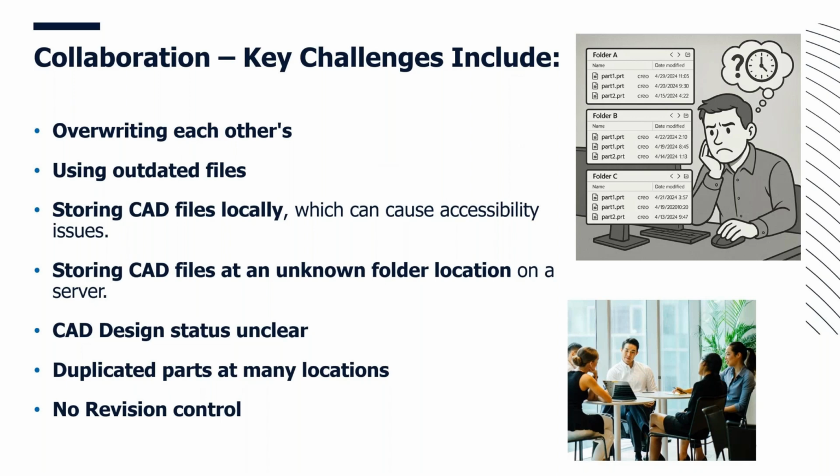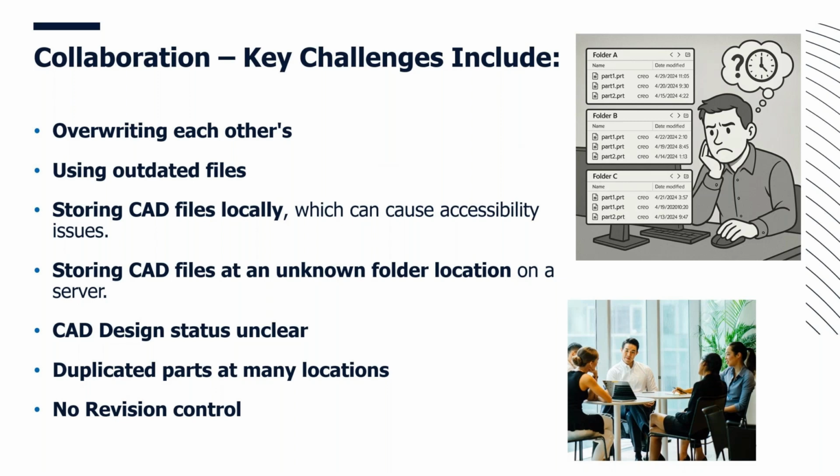And also at unknown folder locations. You see the image on the right side, there are a lot of files with the same file name, but what is the latest and what is the active one? And there's also the status is not clear. Is it released? Is it in work? So you don't want to produce your product with not approved design data. There are also a lot of duplicated parts at many locations, and there's no revision control, so you don't know what has changed between the revisions.